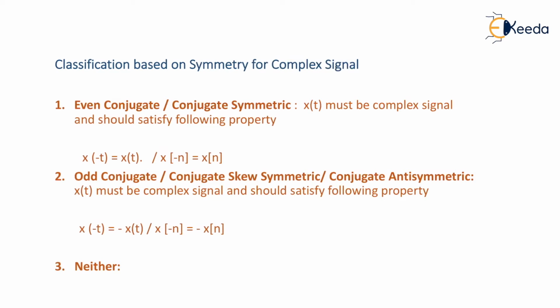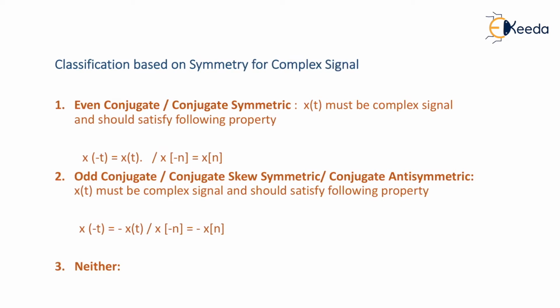Whereas, if the signal is like e to the power j pi by 2 t, in that case there is a presence of j. Whenever there is a presence of j in the signal expression, the signal is said to be a complex signal. Now, if the signal is complex, then we have three types of classification: even conjugate, odd conjugate, and again neither even nor odd conjugate.